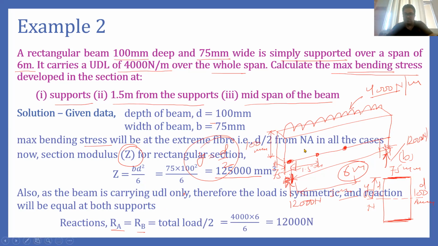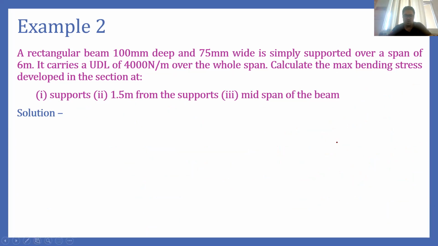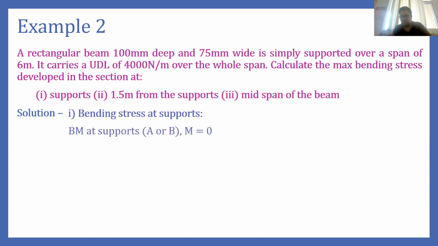Now, this reaction is very important because we want to calculate bending moment at 0 distance from the support, at 1.5 meter from the support, and at mid span. So the next thing is to calculate the bending moment. First we will find out bending stress at support, and again I will make the diagram.